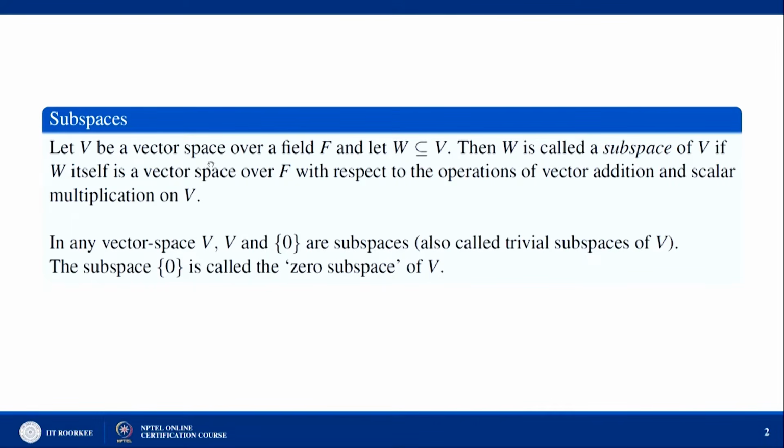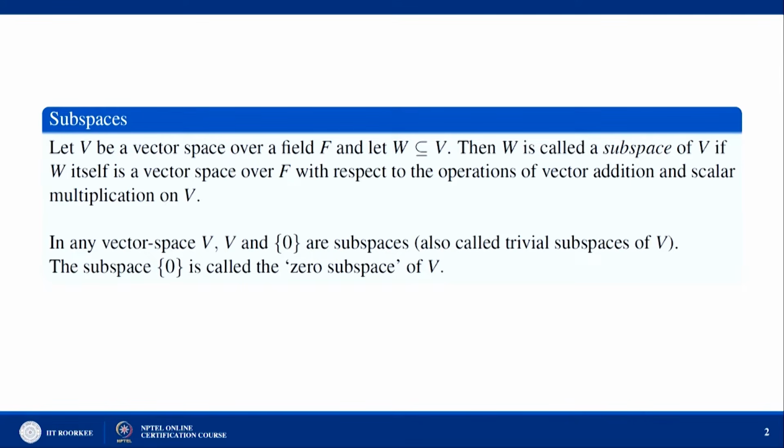Let V be a vector space over the field F and let W be a subset of V. Then this W is called a subspace of V if W itself is a vector space over the field F with respect to the same operations of vector addition and scalar multiplication on V. Whatever vector addition and scalar multiplication is in V over F, the same we apply on W, which is a subset of V.